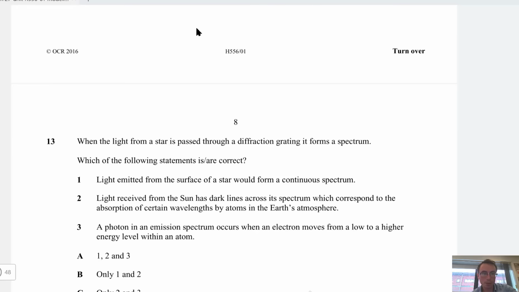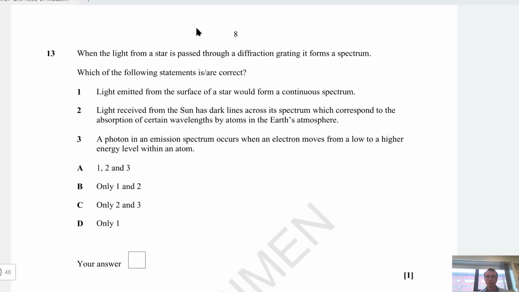Okay, next one, question 13. When light from a star is passed through a diffraction grating, it forms a spectrum. Which of the following statements are correct? Well, first one, light emitted from the surface of a star would form a continuous spectrum. Now, the key word here is emitted. So if it's emitted from the star, it will be a continuous spectrum. The sun, for instance, emits across all of the wavelengths. Some of them will be absorbed in the solar atmosphere, though. So this one here seems correct to me.